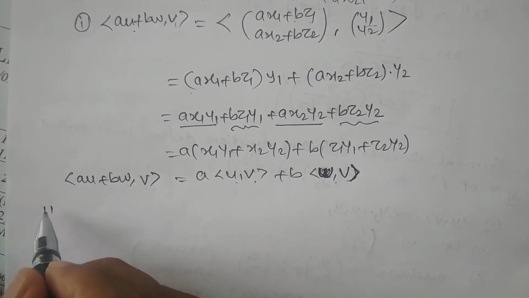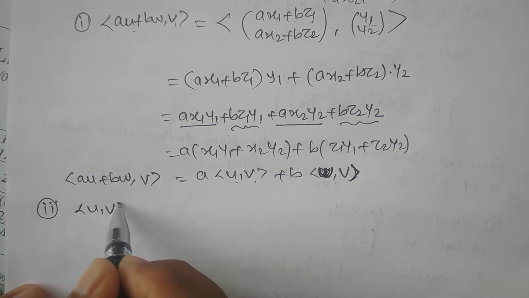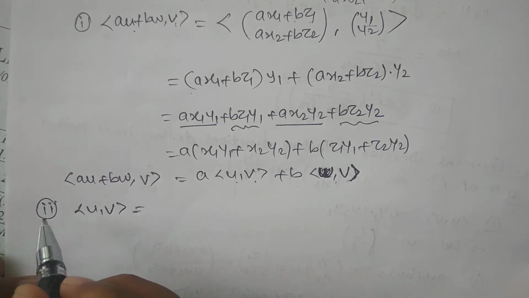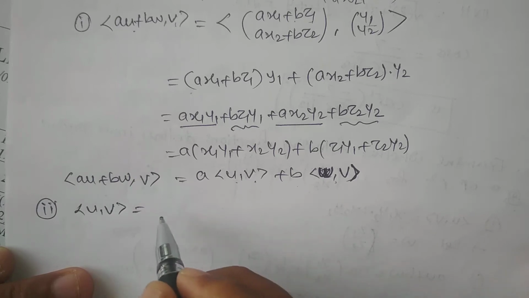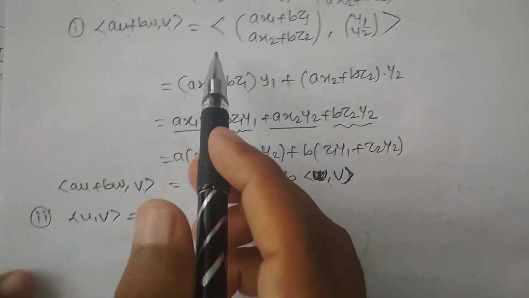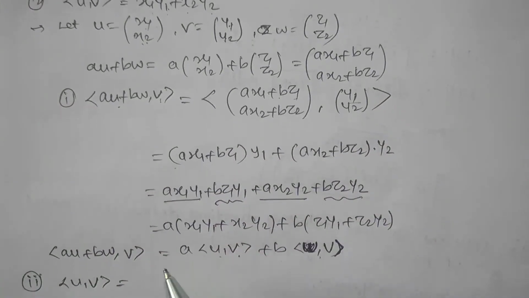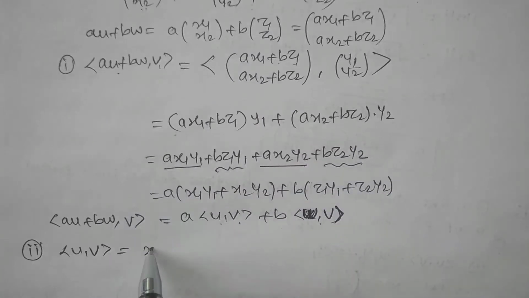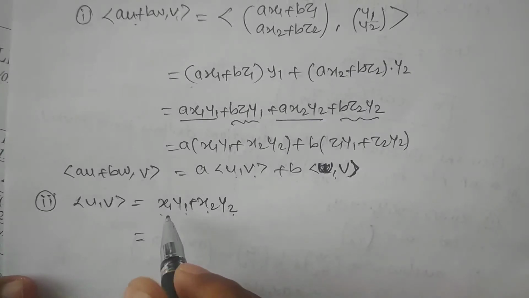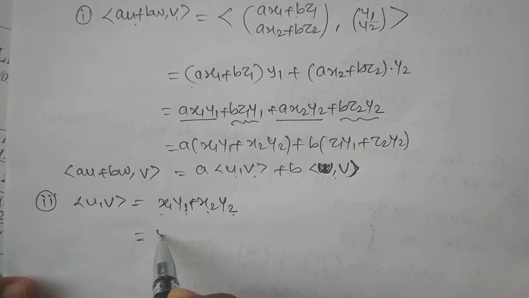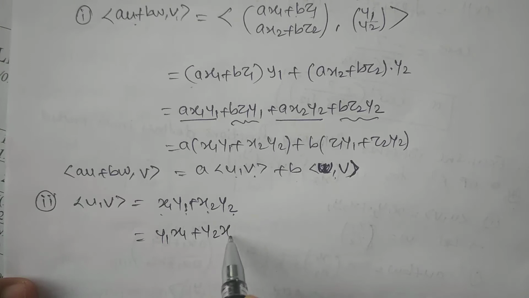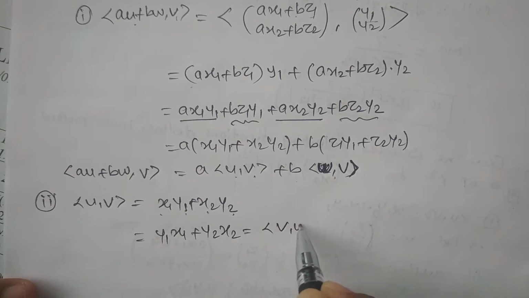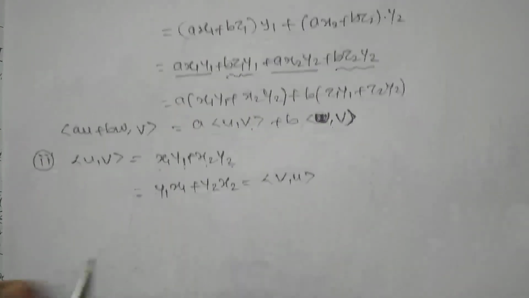Now we have to check the second condition: whether inner product of u comma v is commutative. We have the definition of inner product of u comma v as x1 y1 plus x2 y2. Now x1, y1, x2 and y2 are all real numbers. So since all are real numbers, we can write this as y1 x1 plus y2 x2. So this is nothing but inner product of v comma u. So the second condition gets satisfied.